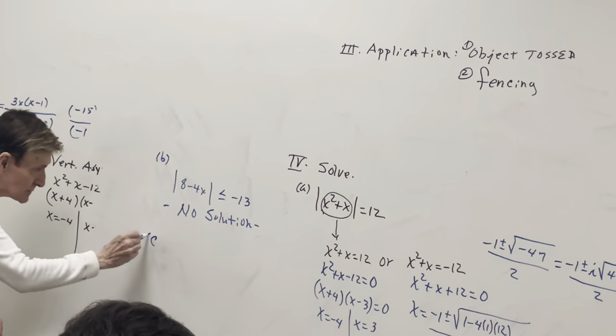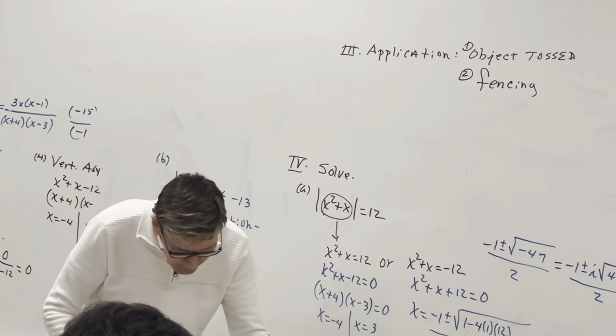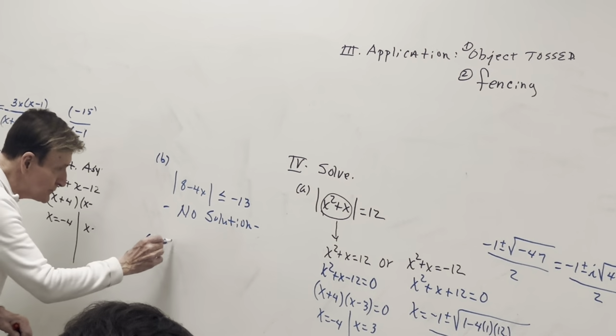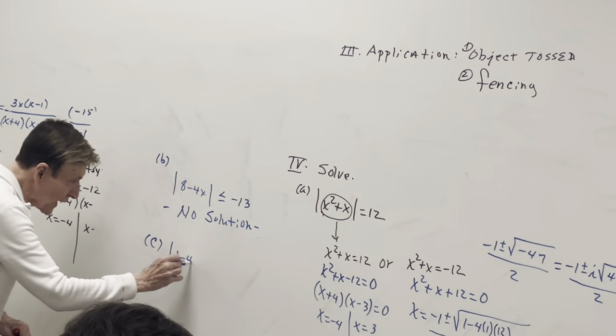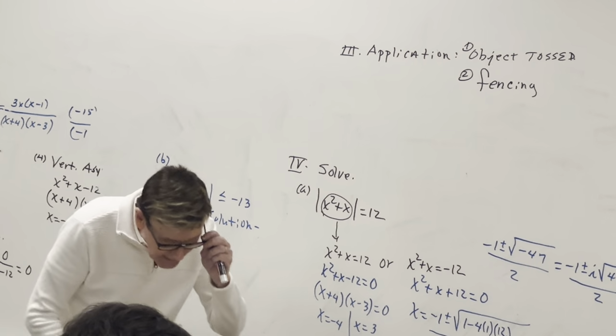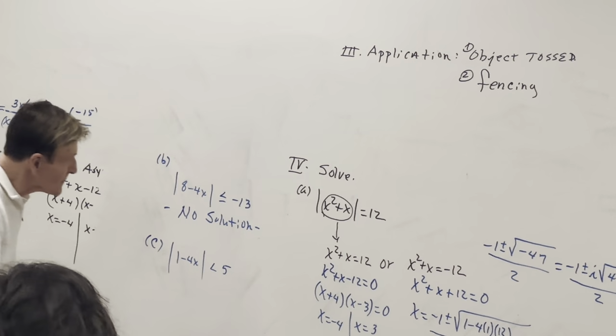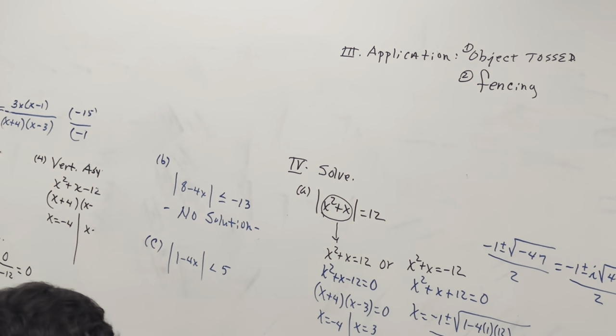Part C. Got a solution on this one. See if we have a solution here. Absolute value of 1 subtract 4x, less than 5. Now let's finish this review up. This one can be done.